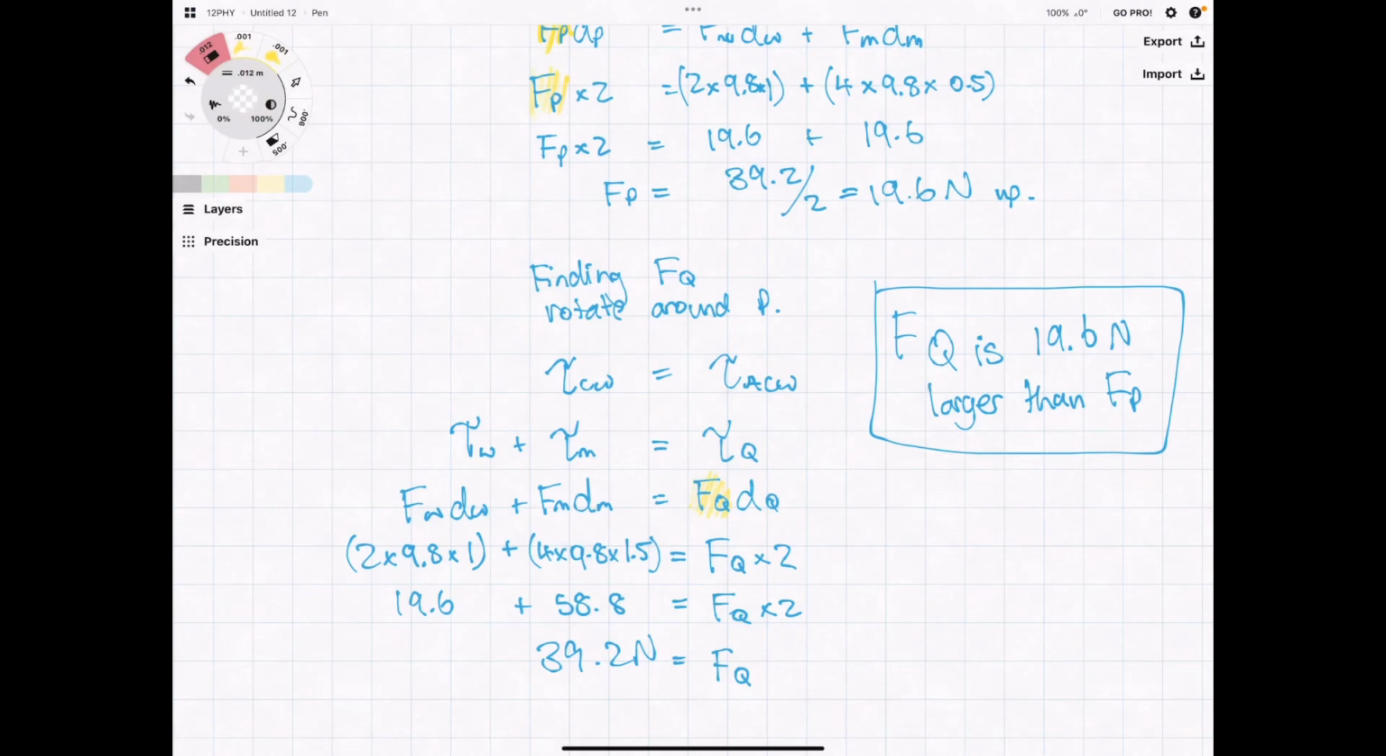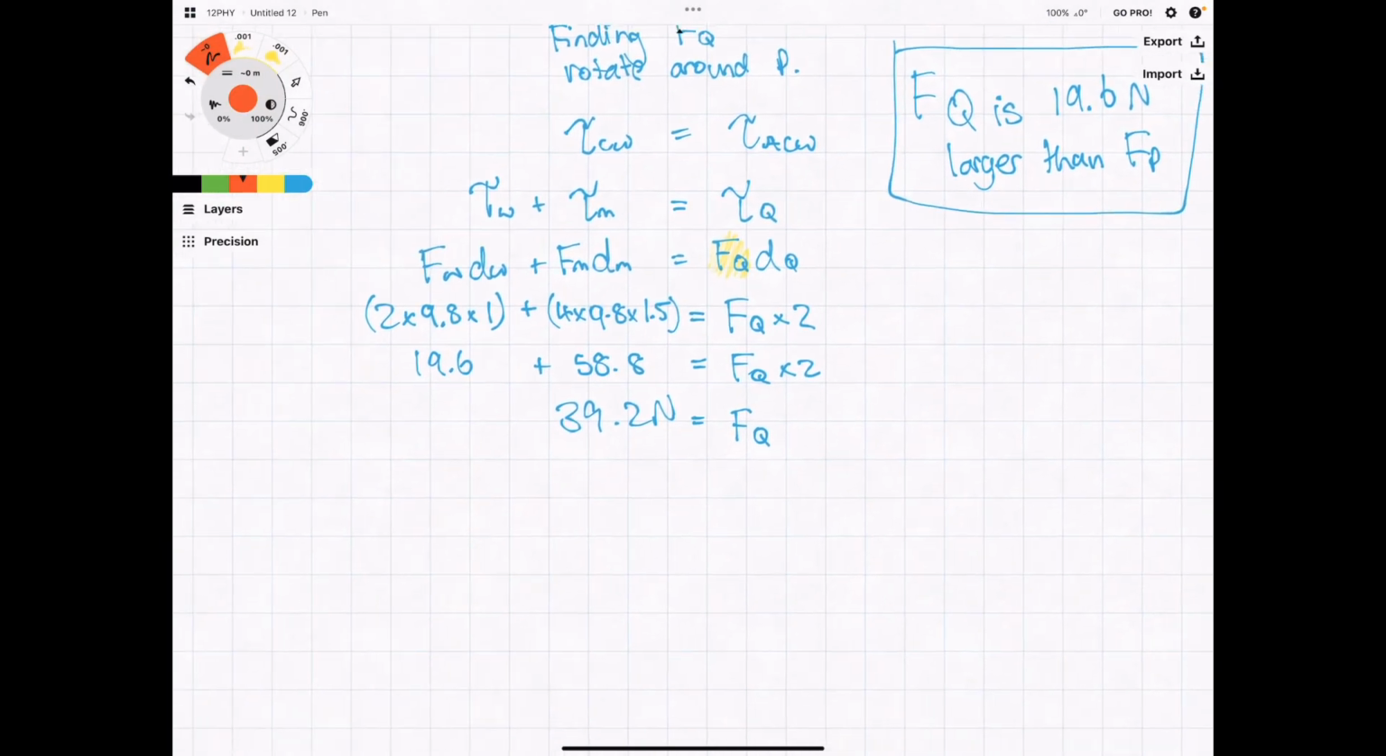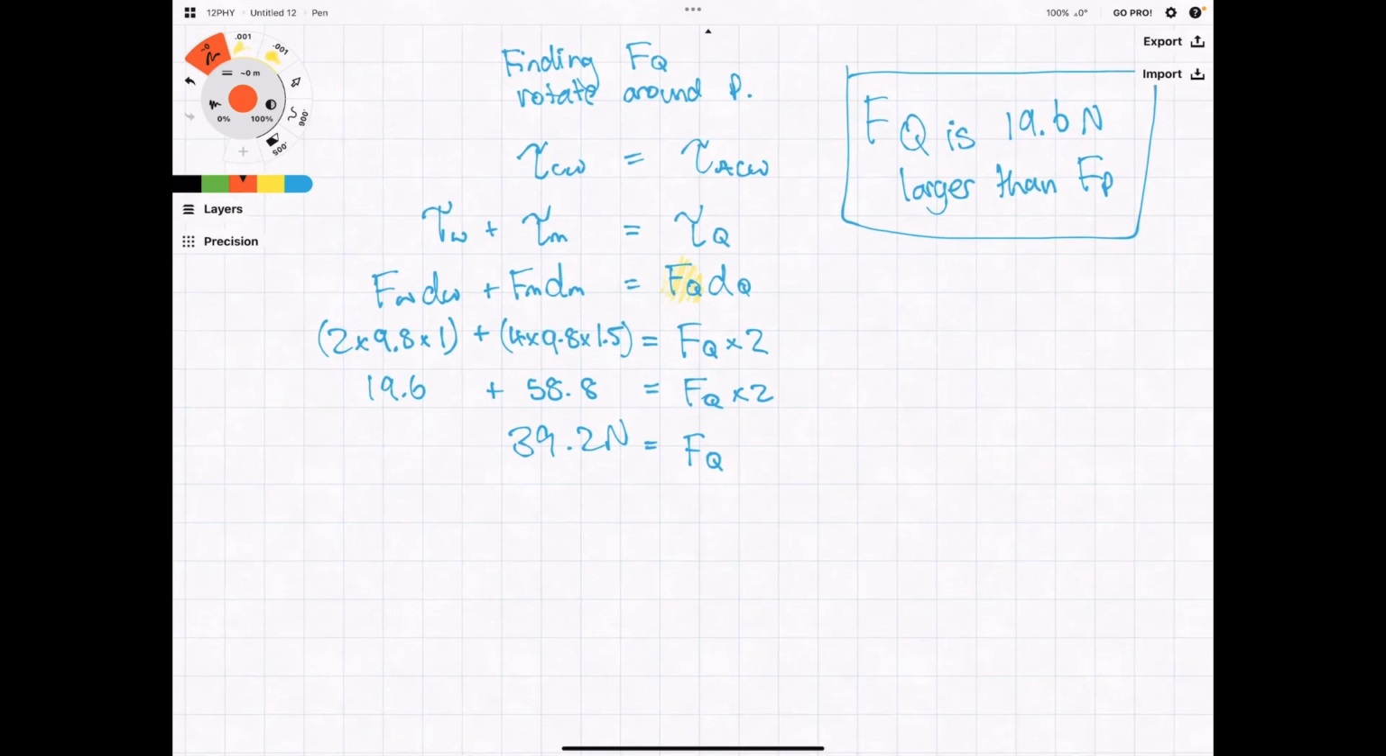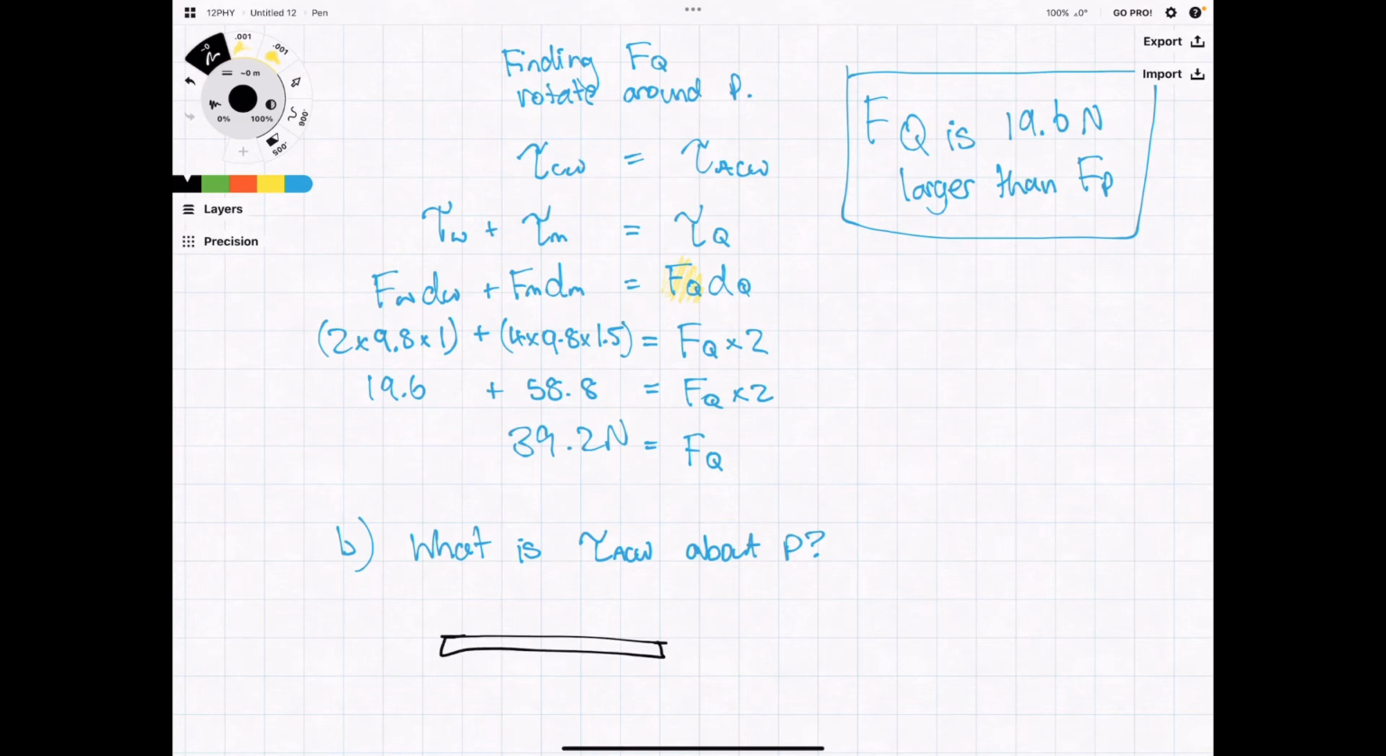All right, kia ora, back after form time. So that was part A. Force Q is about 20 newtons greater than force P. And now what we want to do is part B, which is just asking us what is the anticlockwise torque about P? What is torque anticlockwise about P? Okay, so it wants us to know if P is our pivot, what is the anticlockwise torque around it?